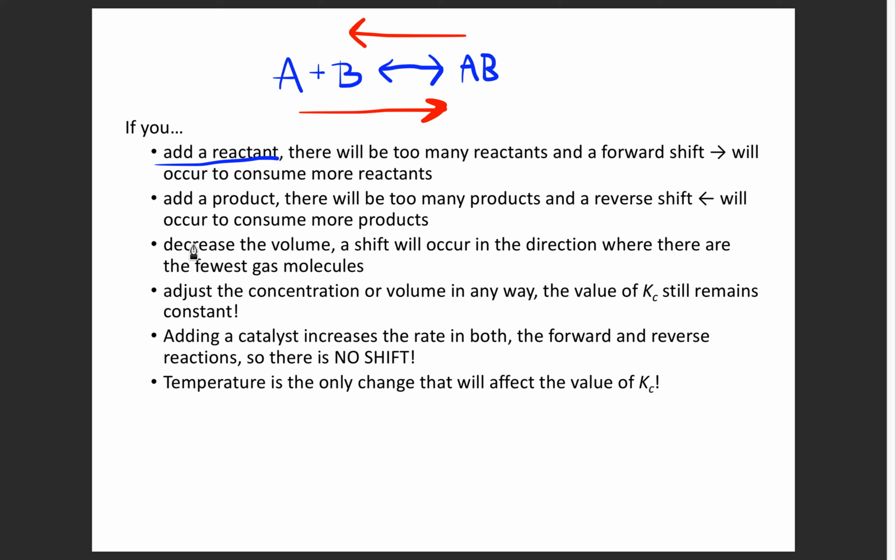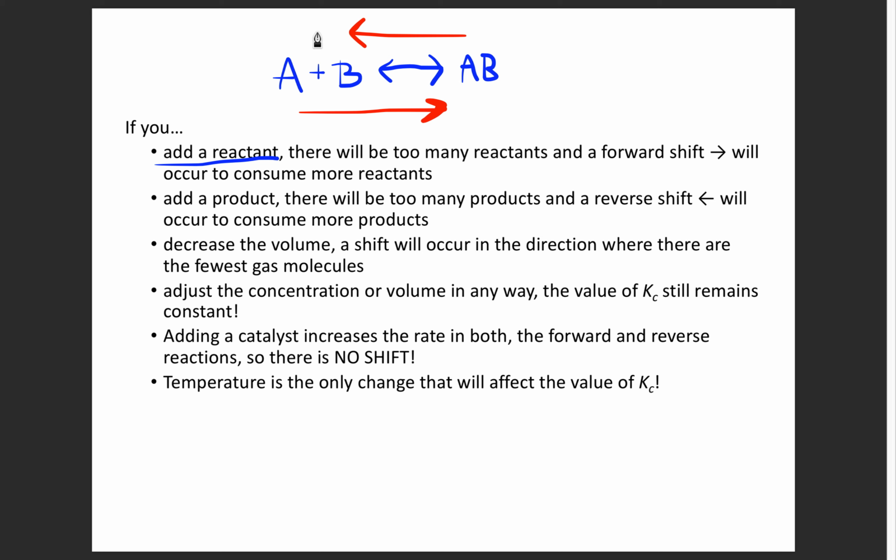All right, now let's take a look at volume. Let's say we're dealing with gases here. When you decrease the volume, making it smaller, a shift will occur in the direction where there are fewest gas molecules. If these are all gases, that means you have a 1 here, a 1 here, and a 1 here. The way I wrote it, you have an invisible 1 as a coefficient. So overall, on the reactant side, you have a total of 2 moles of gas molecules. Here, you have just the invisible 1, so you have a total of 1.